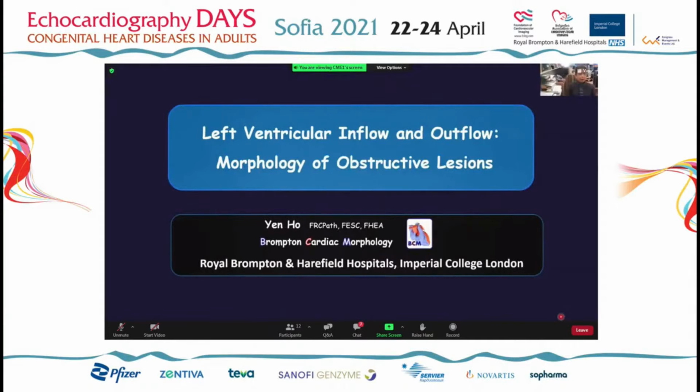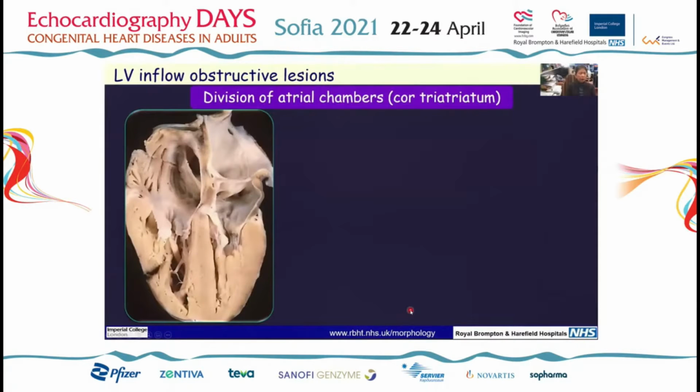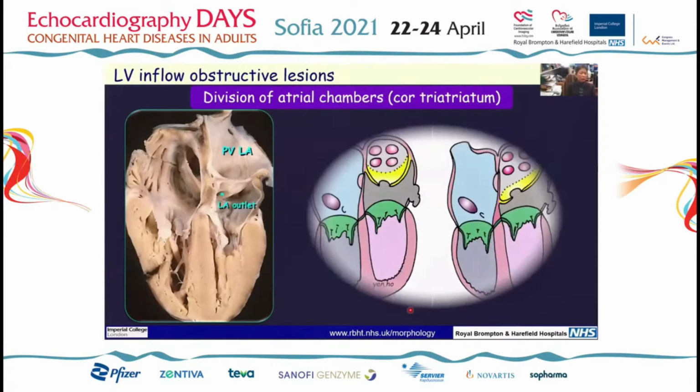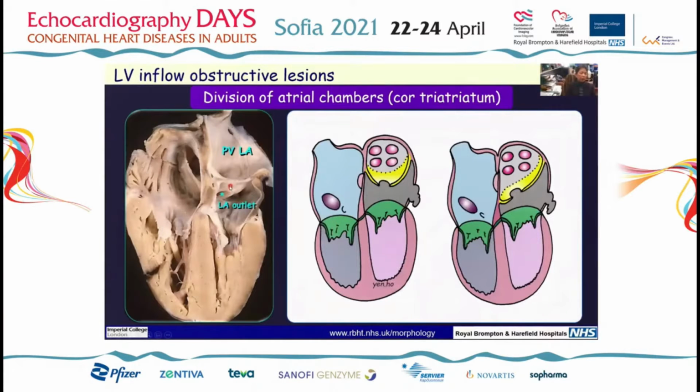Hello. In this session, I'm going to talk about left ventricular inflow and outflows, describing primarily the morphology of obstructive lesions. To start with, we go even further upstream. In this situation, we're seeing a partitioning in the region of the left atrium, which reduces or restricts flow to the left ventricle. So we have this portion here, the pulmonary venous left atrium, and we have a membrane or shelf in between this and the left atrial outlet that's feeding into the mitral valve. Diagrammatically, this is the situation we are looking at.